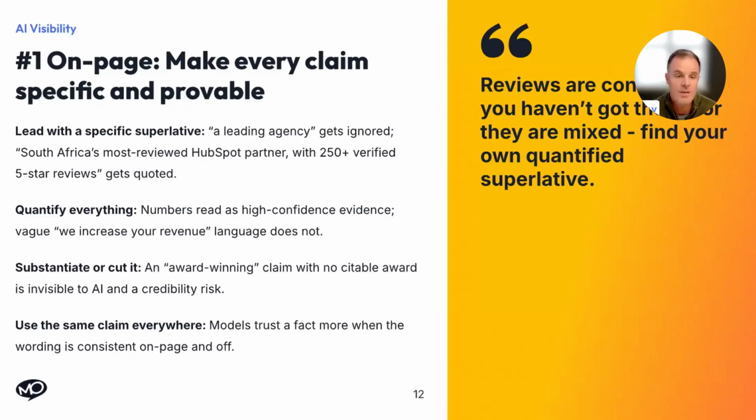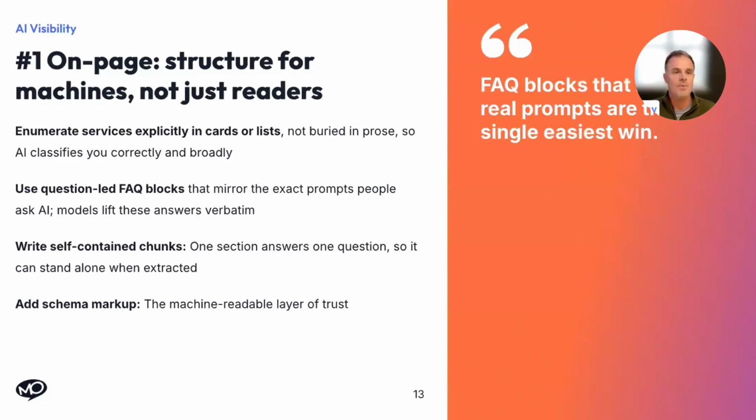Quantify everything. Numbers give readers, and models, high confidence evidence. Vague claims, like "we increase your revenue," go nowhere with LLMs. Substantiate it or cut it. An award-winning claim with no citable award is invisible to AI and a credibility risk. Use the same claim everywhere. Models trust a fact more when the wording is consistent on page and off. By off, I mean not on your website.